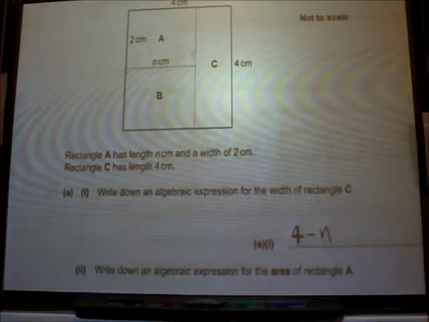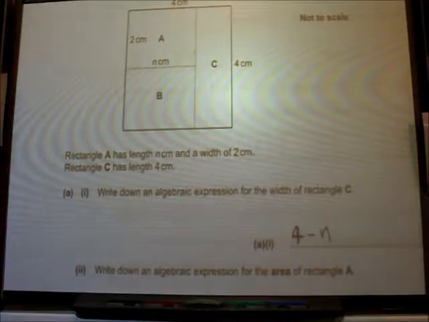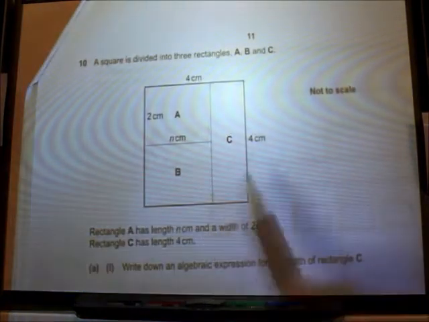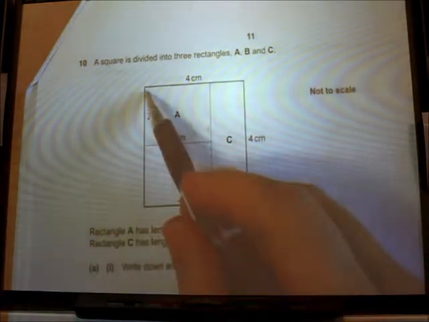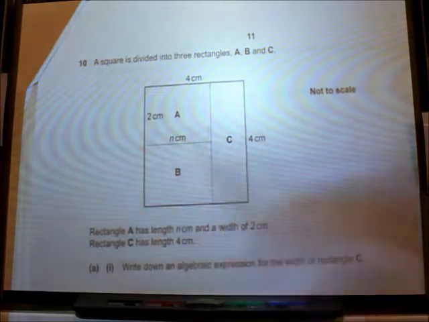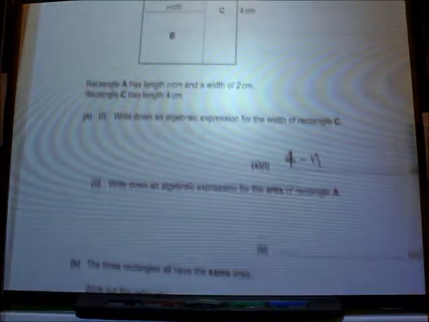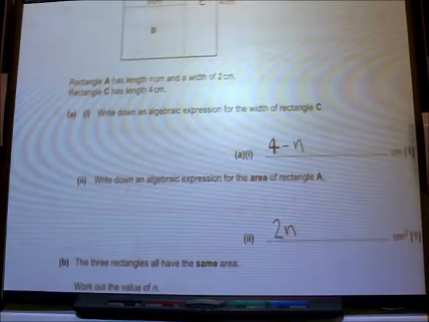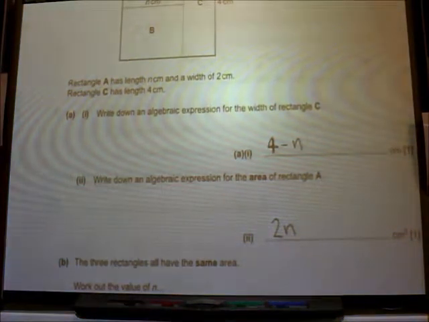The next bit, write down an algebraic expression for the area of rectangle A. Rectangle A is here. Well, to find the area of a rectangle, you do the base times the height, or the height times the base. So it is 2 times n. So an algebraic expression for it is very simply 2n. You could put 2 times n if you want, but show off you know what you're doing and put 2n. It looks so much better.